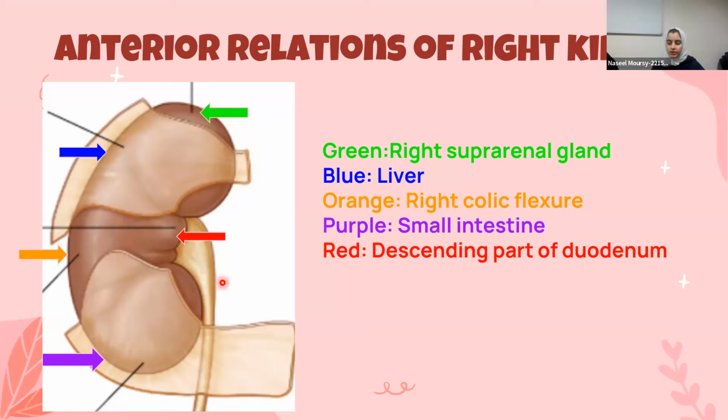How can this be tested in the OSPE? Okay, so like I showed you, literally, they'll get you an arrow and they'll be like, what's the impression here? They won't even tell you it's the right kidney. They'll tell you what's the impression here. Okay? Did you understand what I mean?